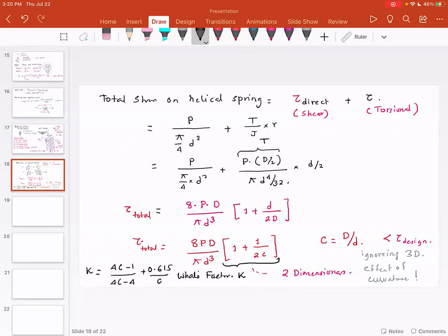Why do we need this Wahl's factor? We need Wahl's factor because the equation that we derived is based on the mechanics of materials equations in two dimensions. But the spring is actually in three dimensions. So what that means is this equation is not going to give us super accurate results. To take that into account, we add this Wahl's factor that would compensate for the approximate calculations. And many a times in the design problem, it will be specified, for example, consider Wahl's factor or don't consider Wahl's factor. I will work out the problem where Wahl's factor is considered and where it is not considered. And then we will actually work out the problem.